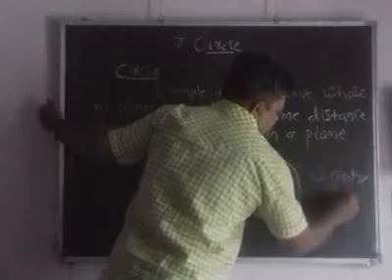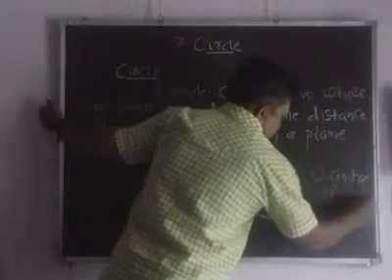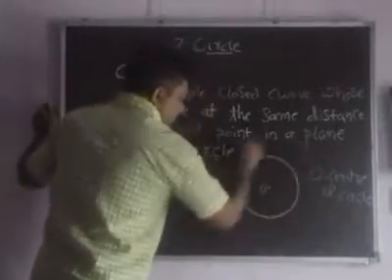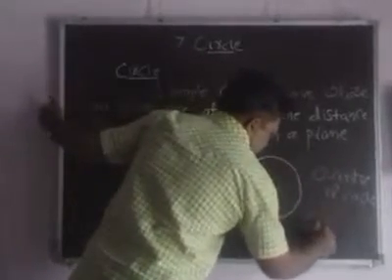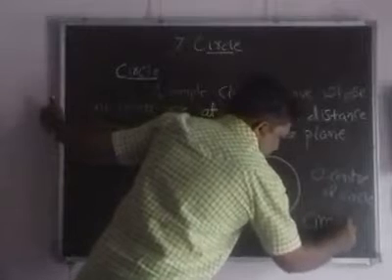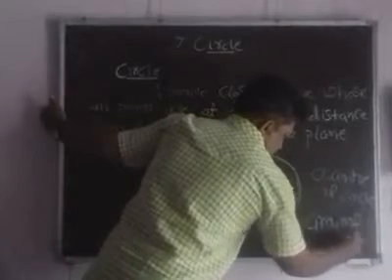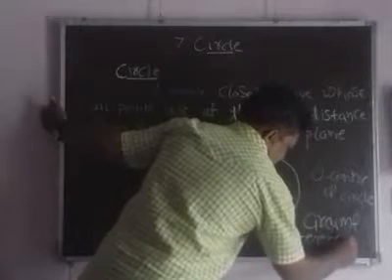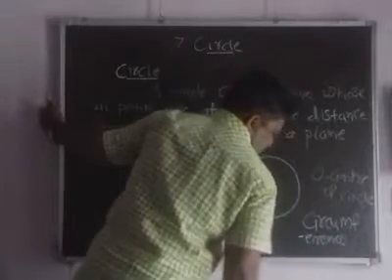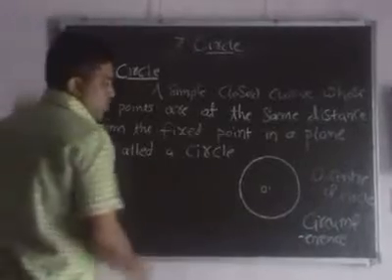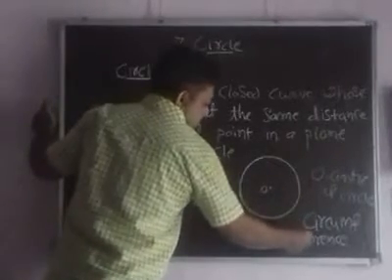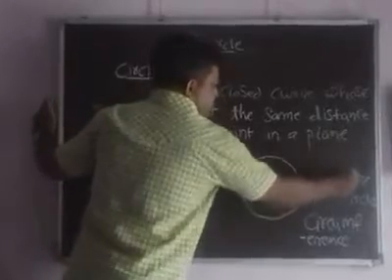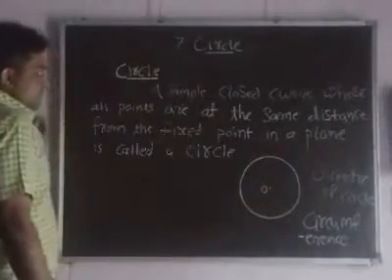Suppose I have named this as O. It is known as the center of the circle, and this curve is known as circumference. This closed curve is the circumference, and the fixed point is the center of the circle.